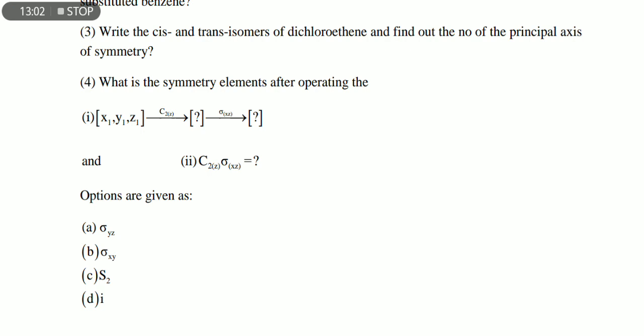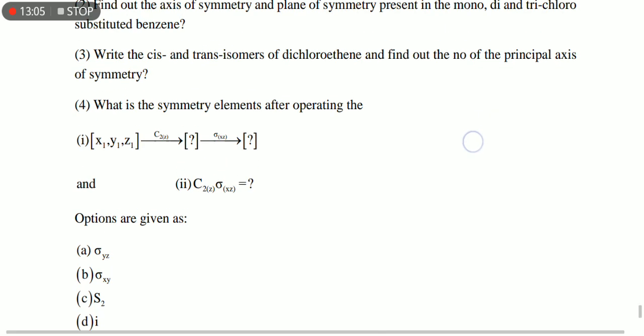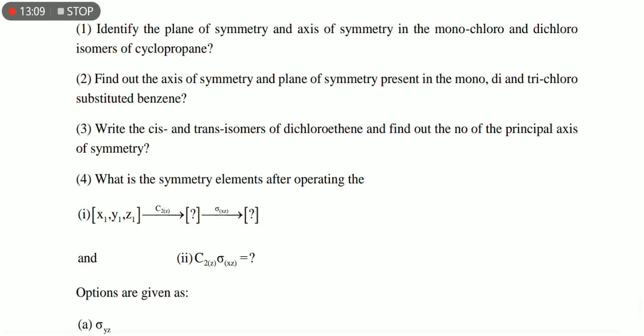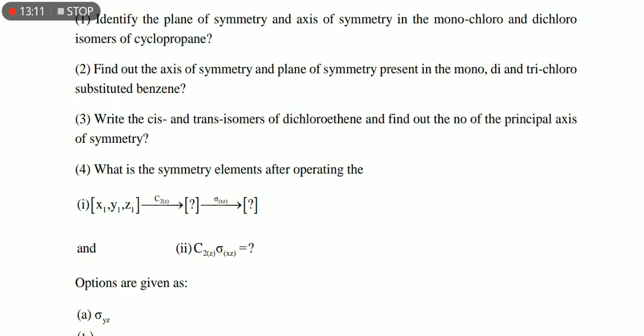Okay, and for any molecule, if you know the structure of the molecule, you can easily find the point group of that molecule.